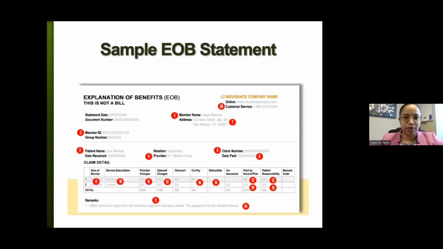So here's a sample explanation of benefit statement. And again, you can see here where your member ID would be, your patient name, and then you have your date of service, your service description, your provider charges, your allowed charges. So this is what a typical EOB statement will look like.